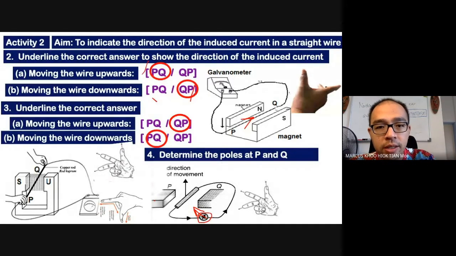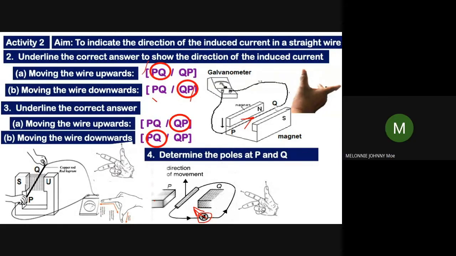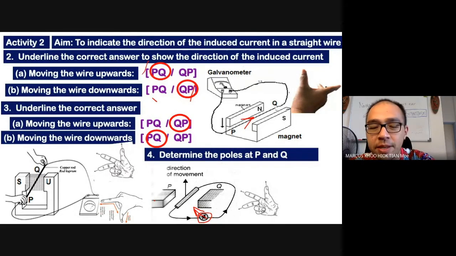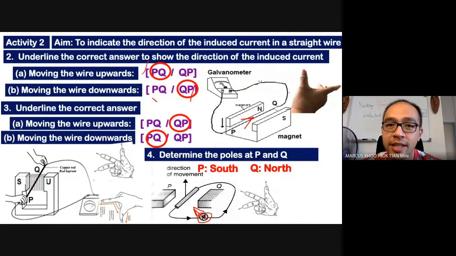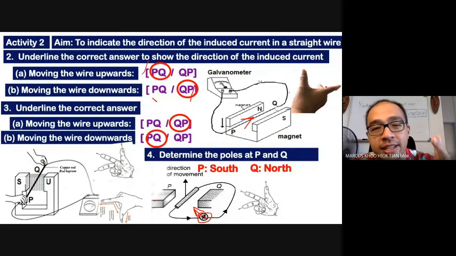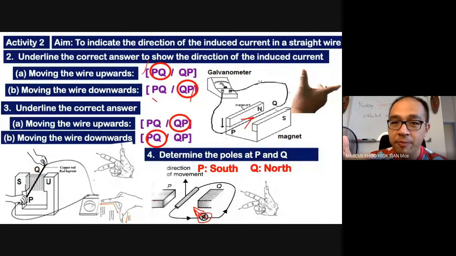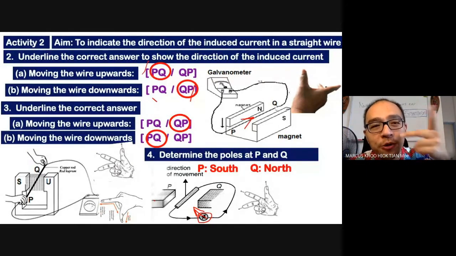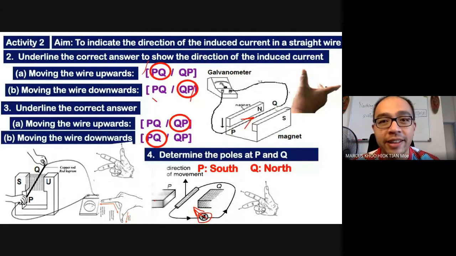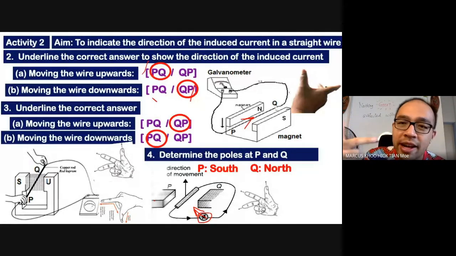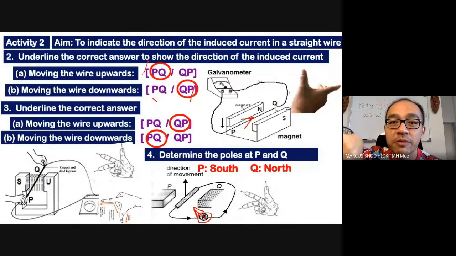All right, question number four. Determine the poles at P and Q. P is south, Q is north. Okay, P is south, Q is north. So the good thing about learning the left hand is that it prepares you for the right hand. Because when you know how to turn your hand for the left hand, then when it comes to the right hand, you'll be like, senang saja, because it's just turning your hand.